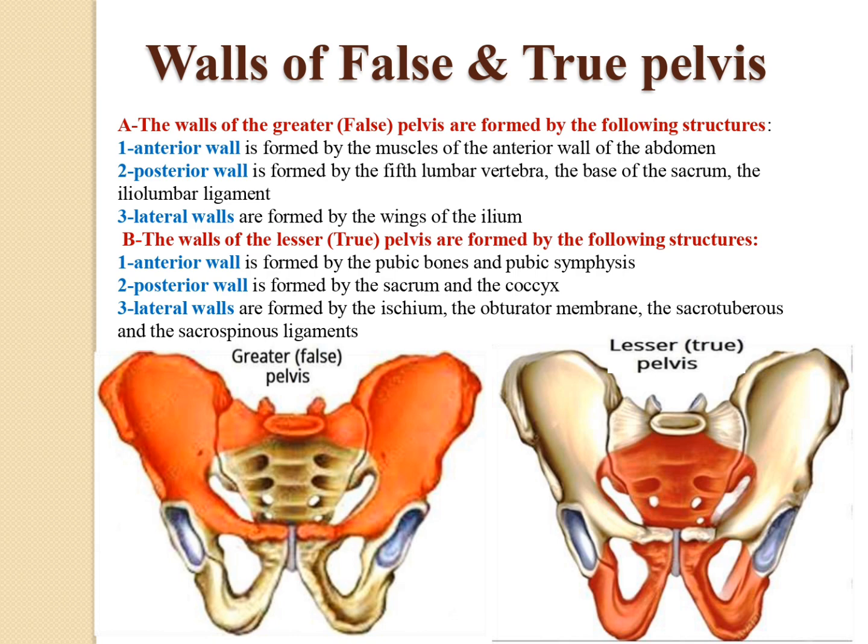Now we will discuss walls of true pelvis or lesser pelvis. Walls of true pelvis or lesser pelvis are formed by following structures. Anterior wall is formed by pubic bones and pubic symphysis. Posterior wall is formed by sacrum and coccyx. Lateral walls are formed by ischium, obturator membrane, sacrotuberous, and sacrospinous ligament.